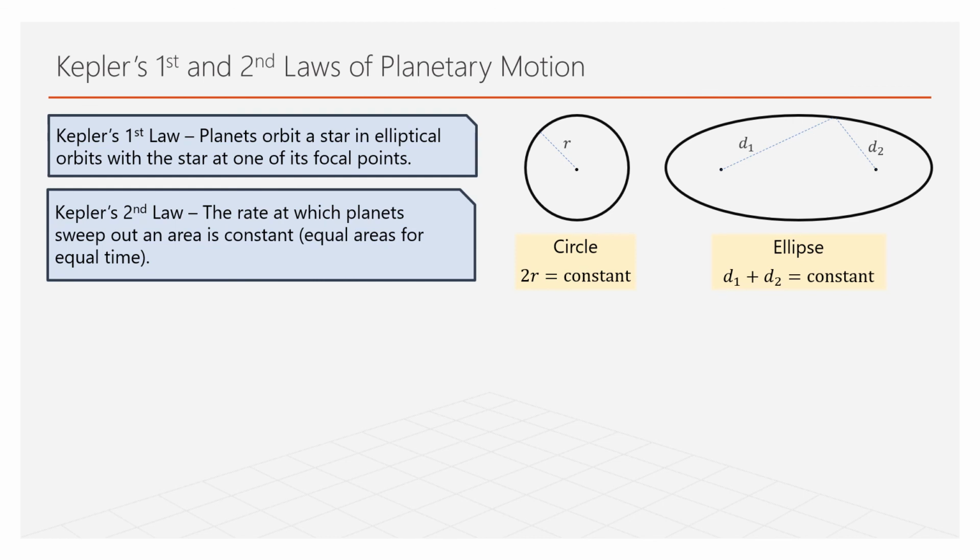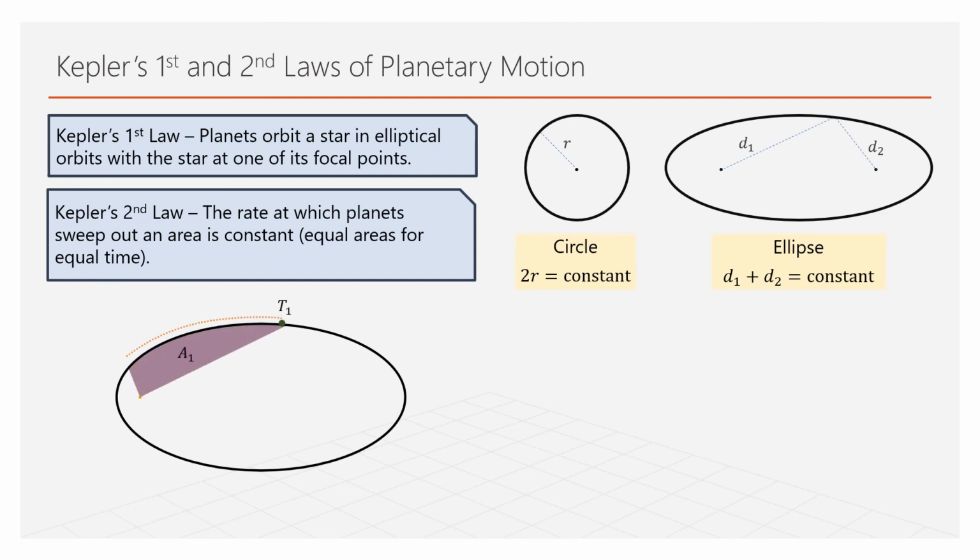Kepler's second law says that the rate at which planets sweep out an area is constant. A lot of times people will say equal areas for equal time. Here is a planet shown as a green dot undergoing an elliptical orbit around a star. The star is shown as an orange dot. In purple is the area swept out by the planet undergoing that amount of time.